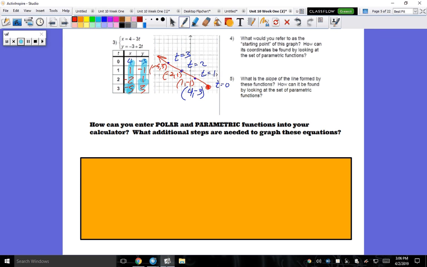Now we can answer the questions. What would you refer to as the starting point of this graph? What would y'all say? Say again? 4, negative 3. So 4, negative 3 is where you start.